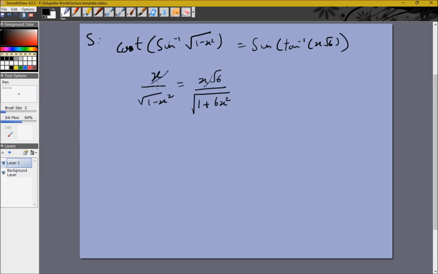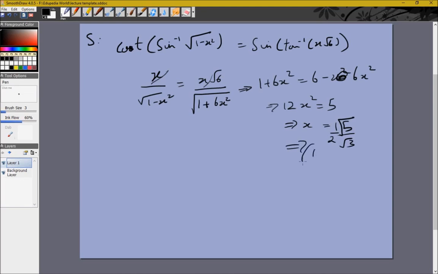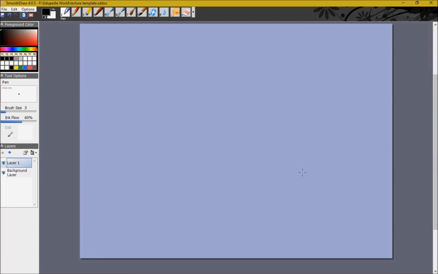Right, x and x cancels, so we get 1 plus 6x squared is equal to 6 minus 6x squared, which means 12x squared is equal to 5, which means x is equal to half of root 5 by root 3, which is option 1, which we knew had to be correct because we already found out that the answer was C.